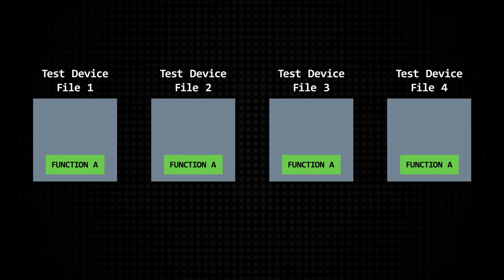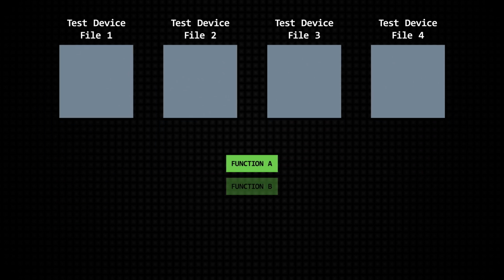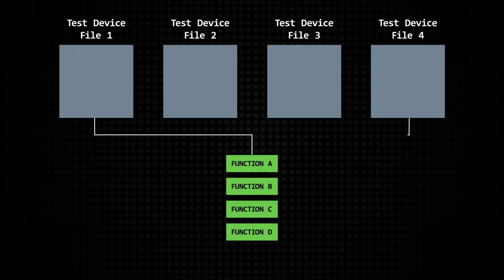For instance, files for I2C devices need to use code that implements the I2C protocol so they can use the bus. Rather than putting that code into every test device file that needs it, it's better to create a set of common functions that the test device files can then access.